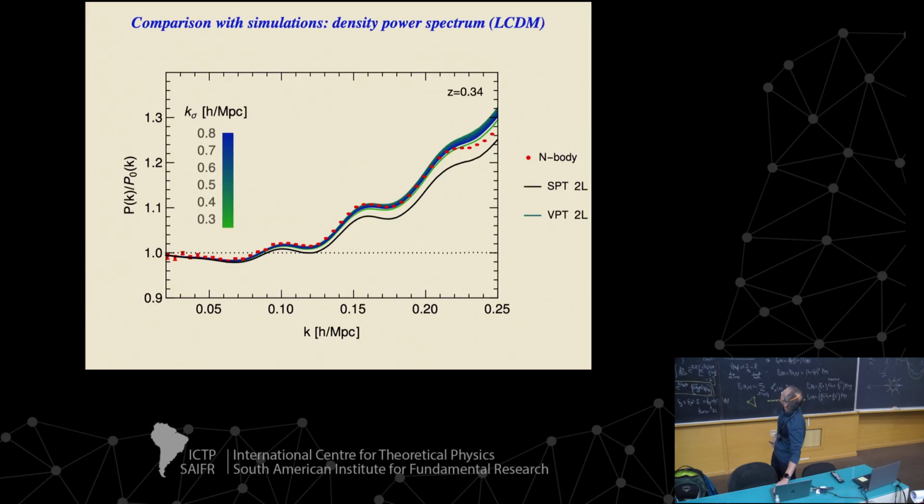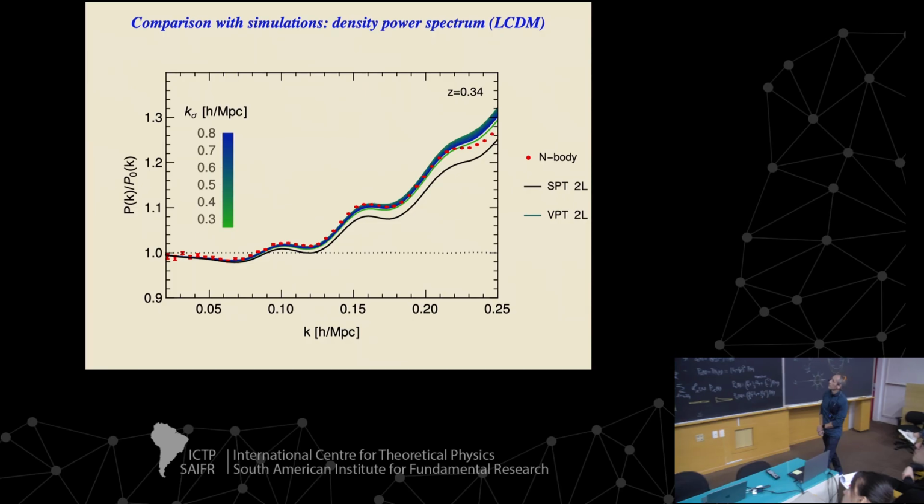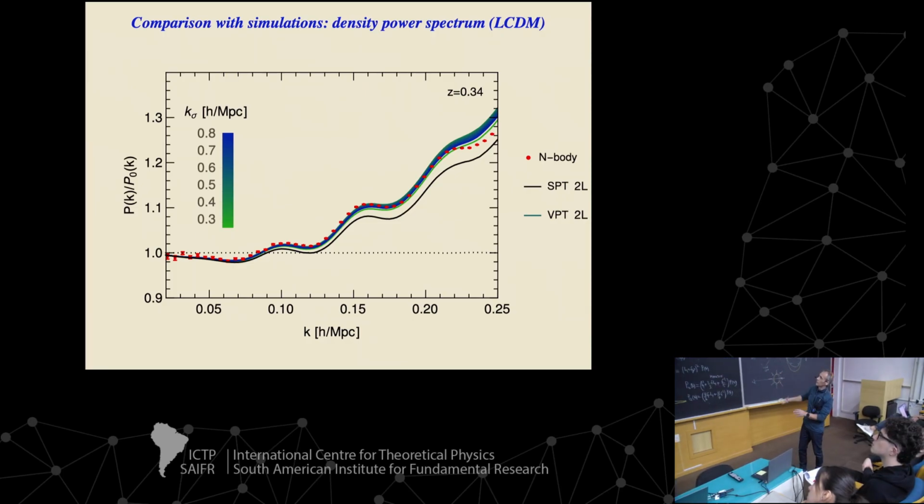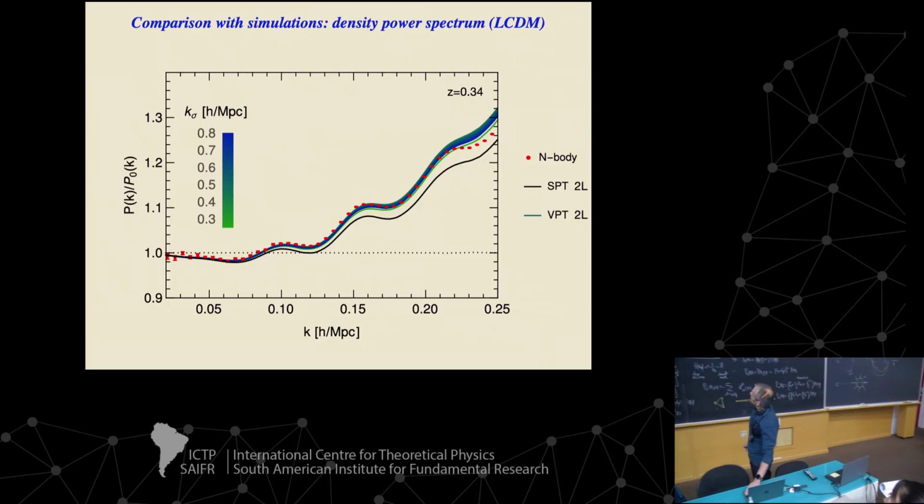So let me move on. This is now for a CDM spectrum, so now putting back the transfer function and everything. So this is now a two-loop calculation, okay?